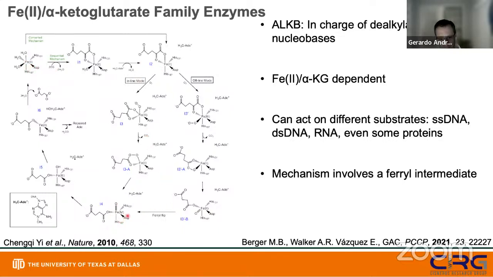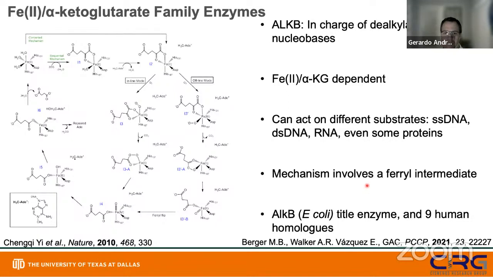And once this stage is reached, this is called a ferryl intermediate. This can be characterized spectroscopically with Mossbauer and EPR. And after this, the reaction to dealkylate DNA can take place. And this feature of iron alpha KG enzymes is common to basically the entire superfamily. All of their mechanisms involve this ferryl intermediate, which is a stable intermediate and can be characterized with spectroscopic techniques.